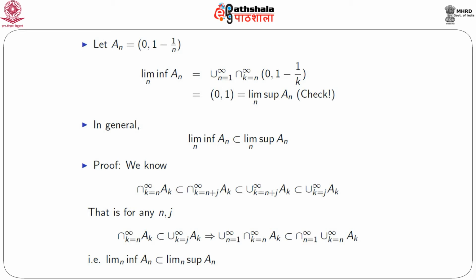Now, the left set is independent of j and the right set is independent of n. So, if you take the union over n from 1 to infinity on both sides, the right side will not be altered, or if you take the intersection over n from 1 to infinity, the left side will not be altered. Keeping this in mind, we can easily get that lim inf is a subset of lim sup.